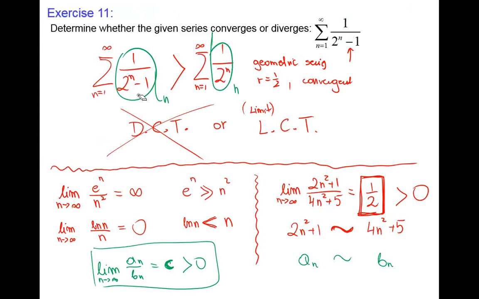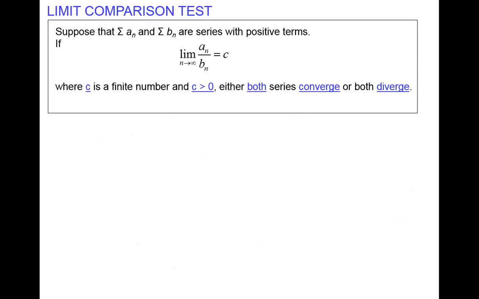We have to take our original series a sub n, divide by b sub n, the new formula, simplify and compute a limit. That's the test. Suppose that a sub n and b sub n are series with positive terms always, and we're computing this limit, and the limit is C, where C is a finite number greater than 0. Then we can conclude either both of them are convergent or both of them are divergent. We know why, right?